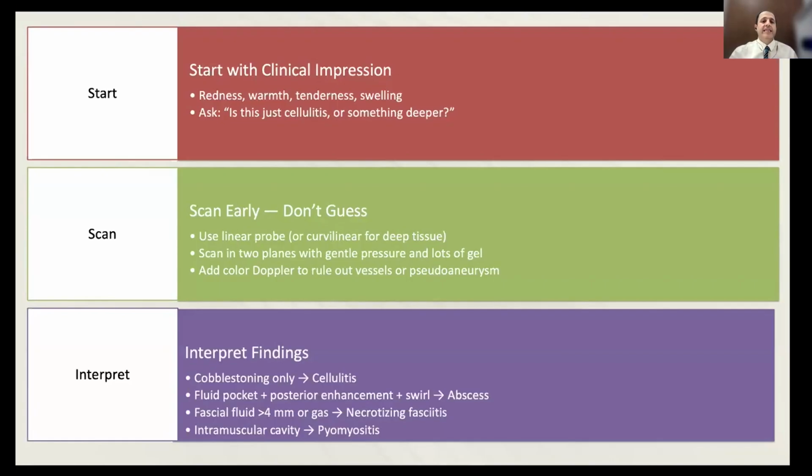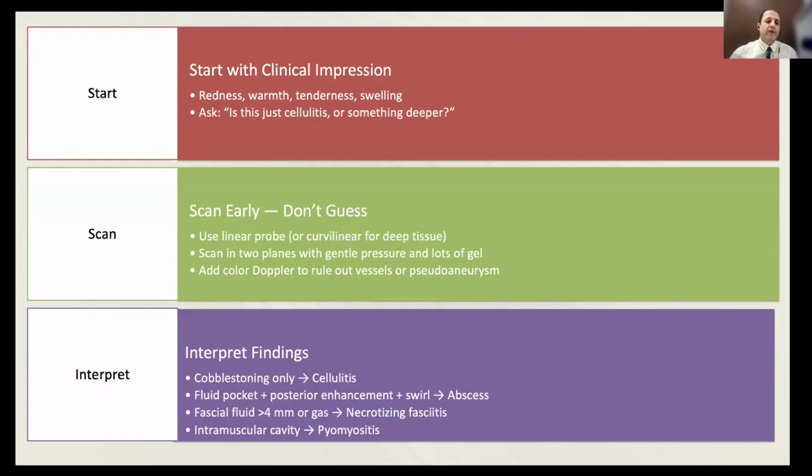If it's just skin thickening and cobblestoning, it is cellulitis. So I will start my antibiotic and follow the patient. But if I find a fluid pocket, posterior enhancement, swirl sign, squeeze sign, it is abscess. And if it is more than 4 mm, half a centimeter, it needs to be drained. So I may go for drainage, or I may ask the surgeon to help me in this case.